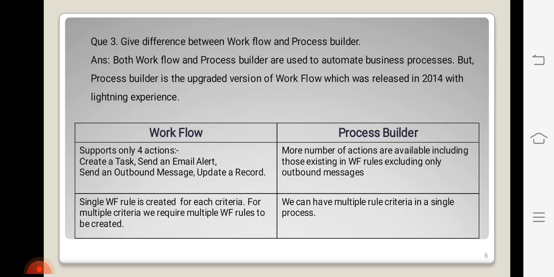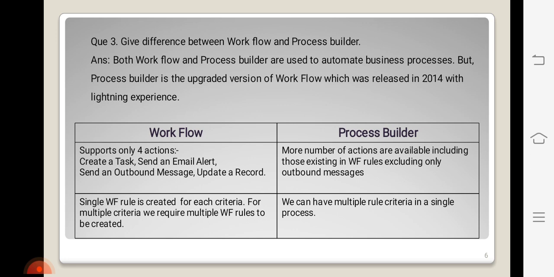Next question, give difference between workflow and process builder. So both workflow and process builder are used to automate business processes, but process builder is the upgraded version of workflow, which was released in 2014 with Lightning Experience. Now the difference: workflow supports only 4 actions: create a task, send an email alert, send an outbound message, and update a record. And process builder has more actions than those existing in workflow rules, excluding outbound messages.